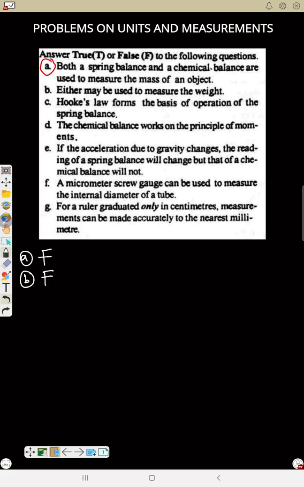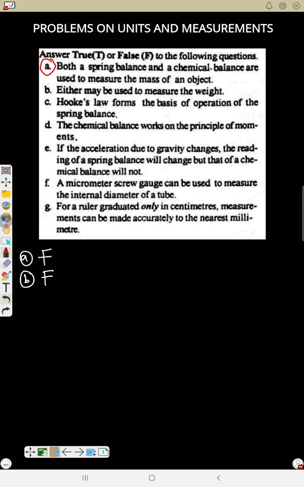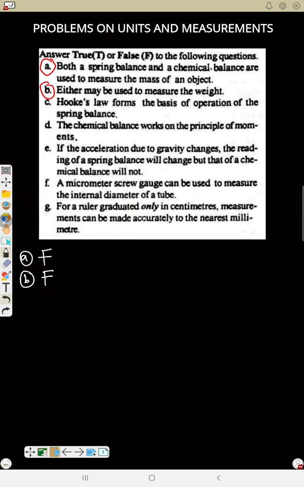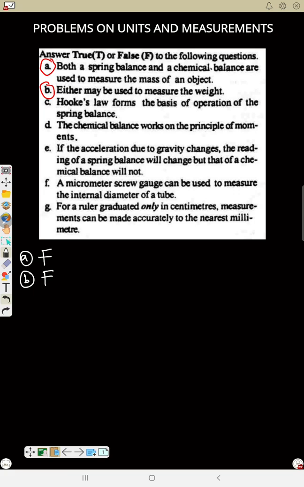Just like the A, it is only chemical balance that we can use to measure mass. So we can't use spring balance. Spring balance is used to measure weight. Now the C, Hooke's law forms the basis of operation of the spring balance. Now that is true. The extension of a spring is directly proportional to the weight of the body.